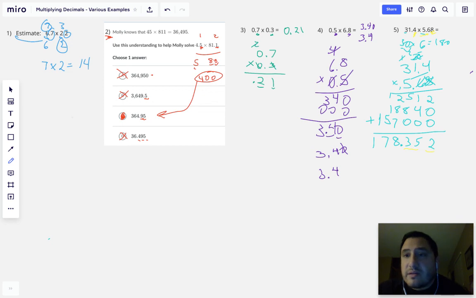We also talked earlier and said the answer is going to be somewhere around 180. Well, the only decimal point location, if we put it in any of these spots, the only one that would make sense to be close to 180 is where we have it, 178 and 352 thousandths.